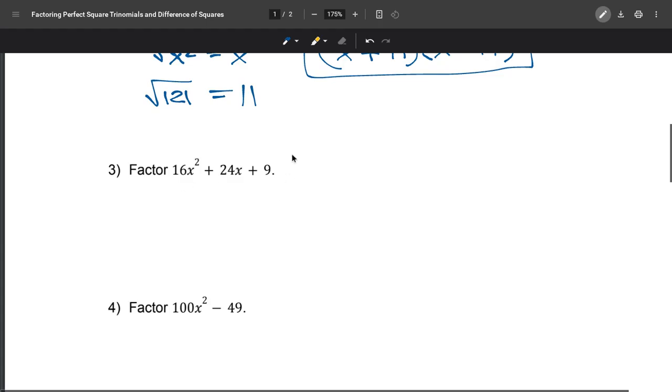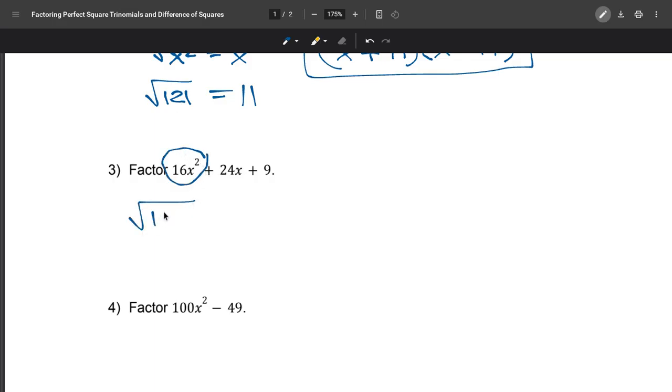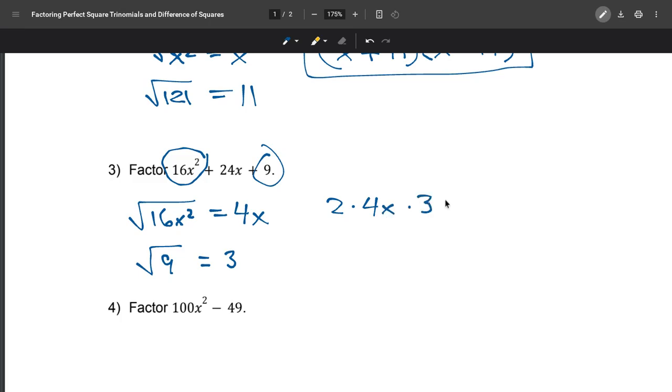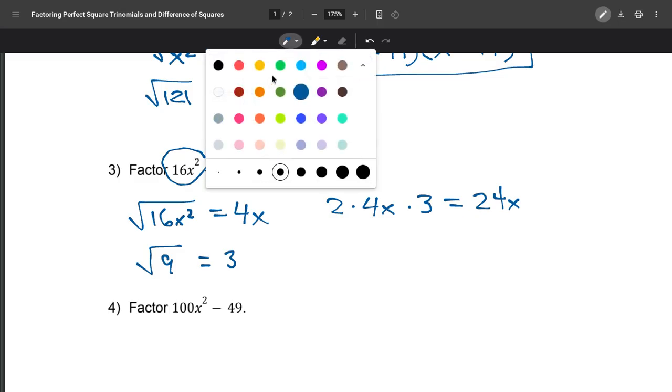We've got 16x squared plus 24x plus 9. So if we're thinking this is a squared, the square root of 16x squared is going to be 4x. And if we think this is b squared, well, the square root of 9 is 3. So we want to see, is the middle term 2 times 4x times 3? Well, 2 times 4x is 8x, times 3 is 24x. So, yes. Let's do it in a green color.